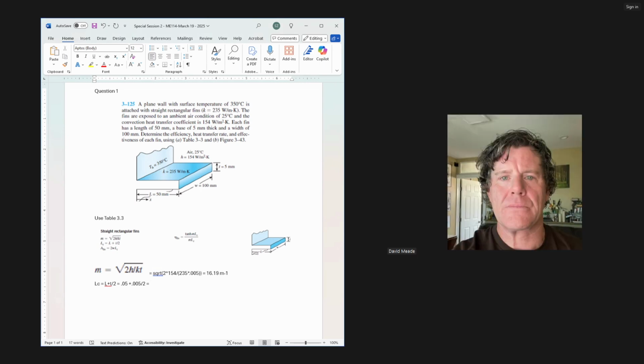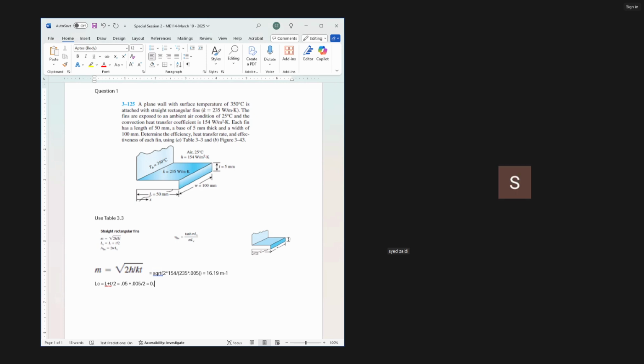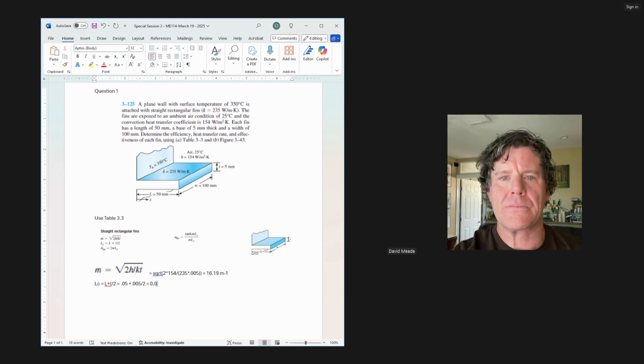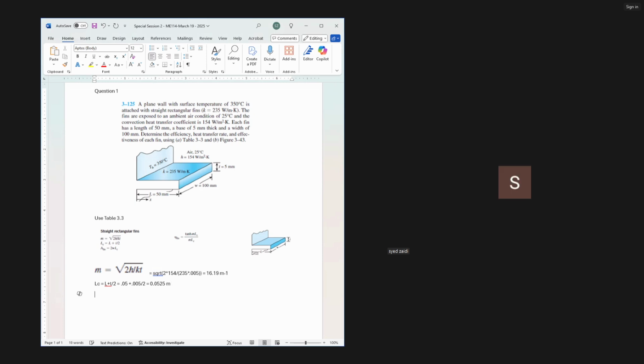I got 0.0525. Okay, this is in meters, obviously. Next is the fin area. So what is the fin area?